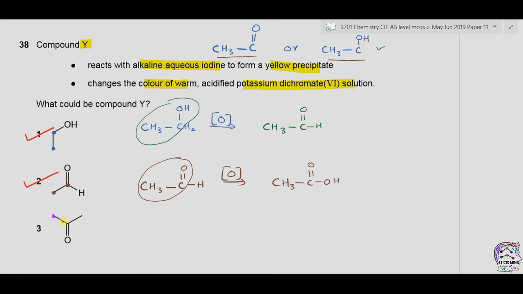For the third compound, we can see that there are 3 carbon atoms and it is a ketone. So we can write CH3C=OCH3. Now a ketone cannot be further oxidized, so it won't change the color of acidified potassium dichromate. But it does consist of CH3C=O, which is responsible for the yellow precipitate in the first chemical reaction. So only one result is positive. The answer is therefore B.